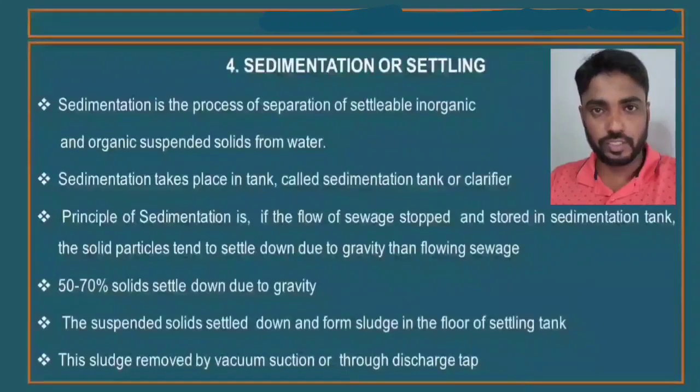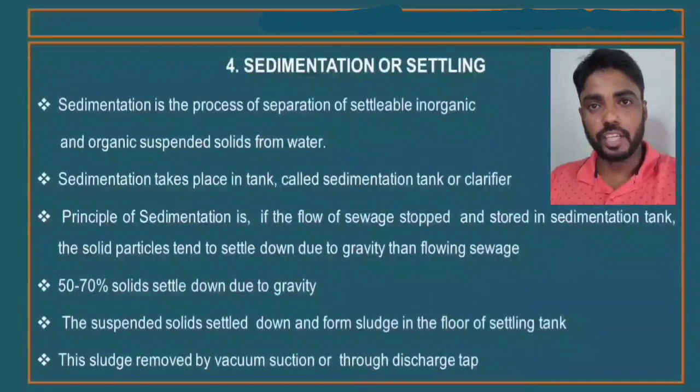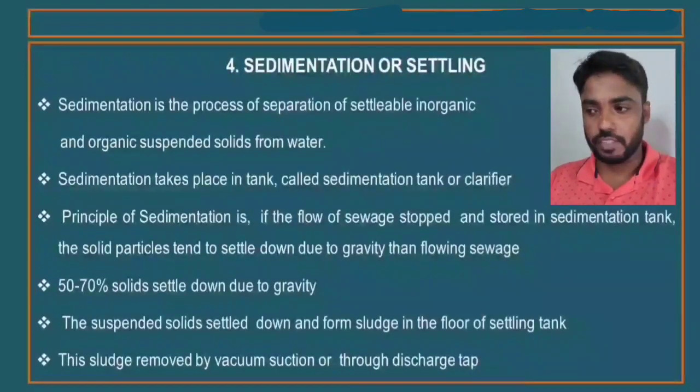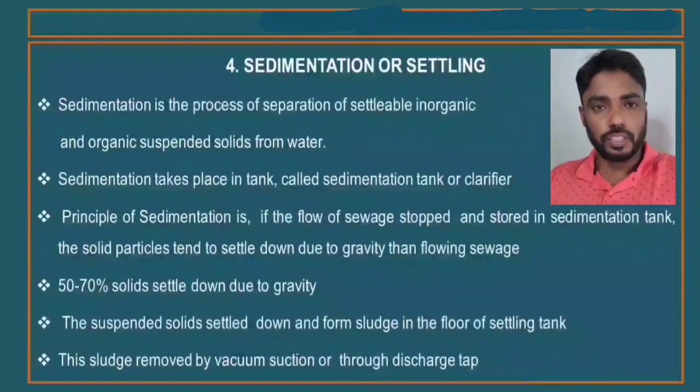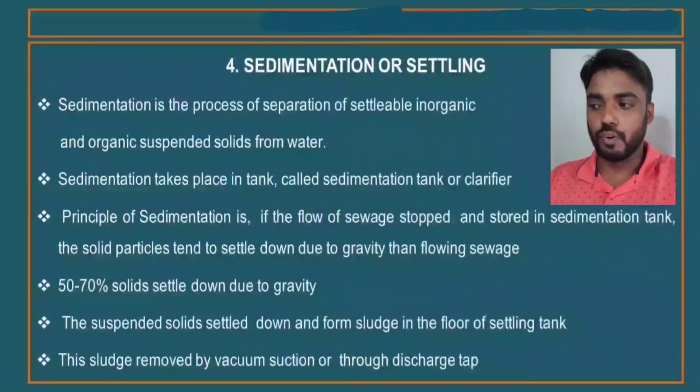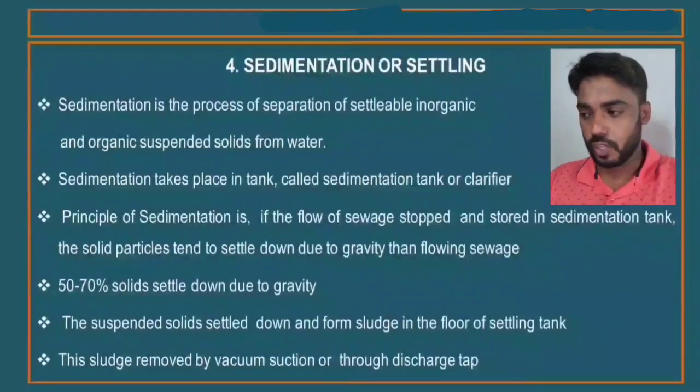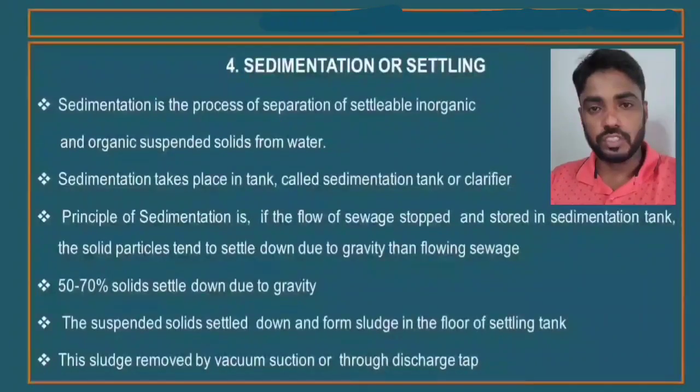the tendency of the suspended particles to settle down will be high compared to the flowing water. And after the sedimentation, we can clear about 50 to 70% of the suspended solids due to gravity. And these suspended solids settle down and form sludge on the floor of the settling tank. And this sludge will be removed from the sedimentation tank by vacuum suction or through the discharge tap.